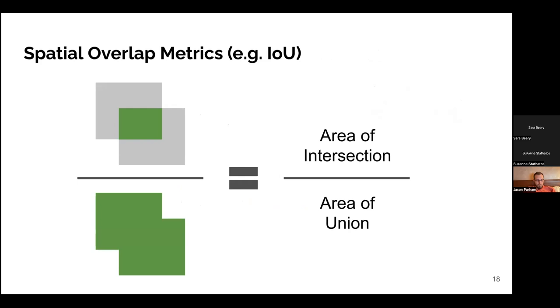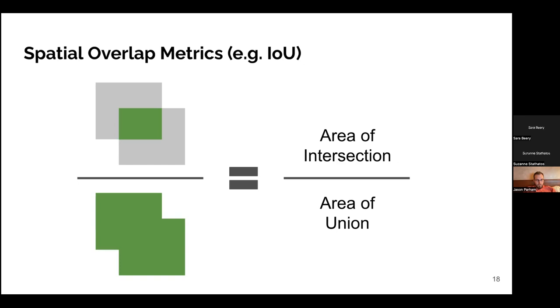And the most common way to measure how similar they are is to first compute the intersection. So that's the area they share in common. That's this top picture. And then compute the area of the union, which is if you combine them into one object, what is the area of that shape? And then you just divide them. And so this would be zero if there's no overlap, and it'll be one if they overlap perfectly.